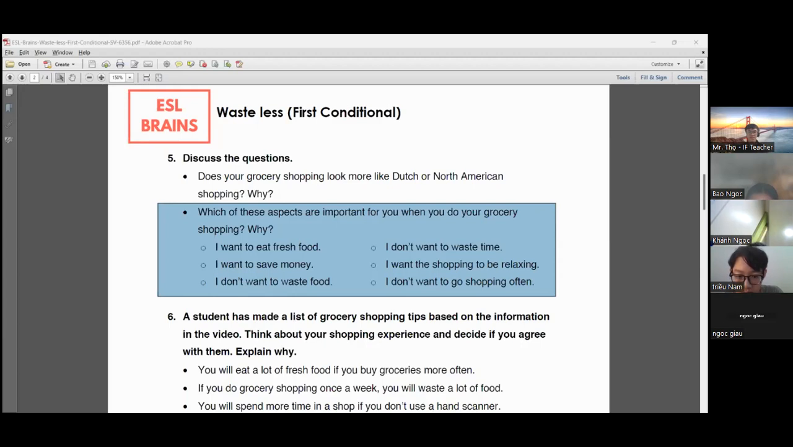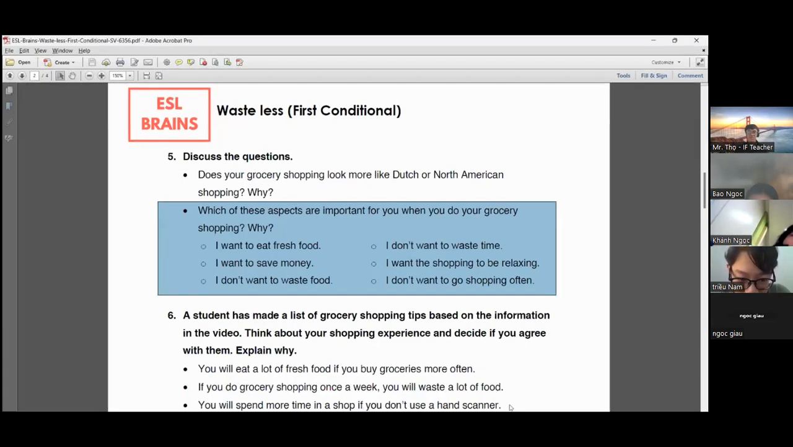I think the most important thing for me when I go grocery shopping is to save money too. Furthermore, I don't want to waste food or waste time. And of course, when I do not waste food or time, I also want to buy fresh food too. I don't think of a reason now. It just makes me comfortable when I go shopping, and it's good for my health. Yeah, it's just that.